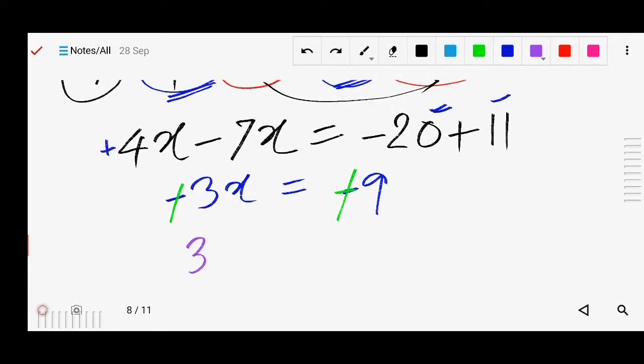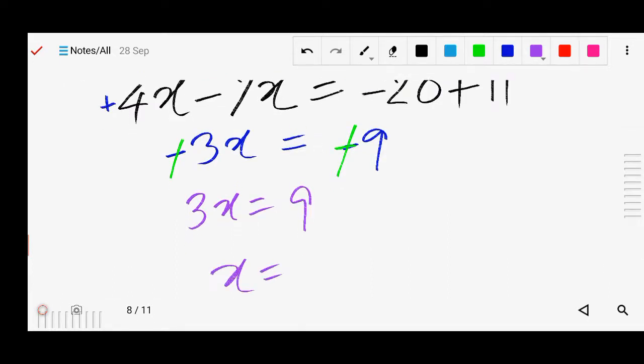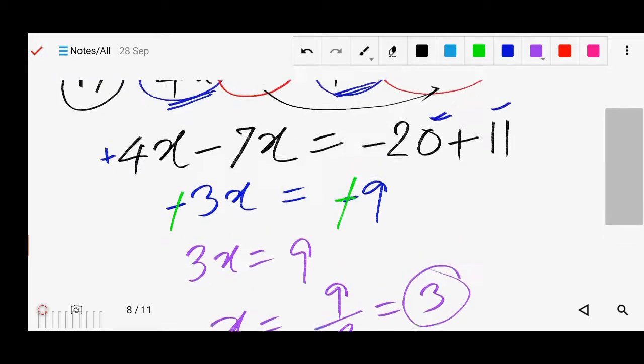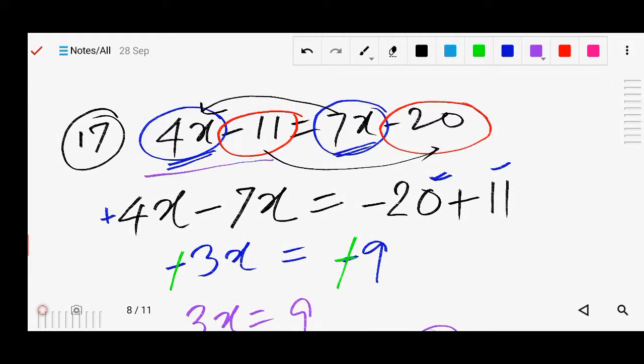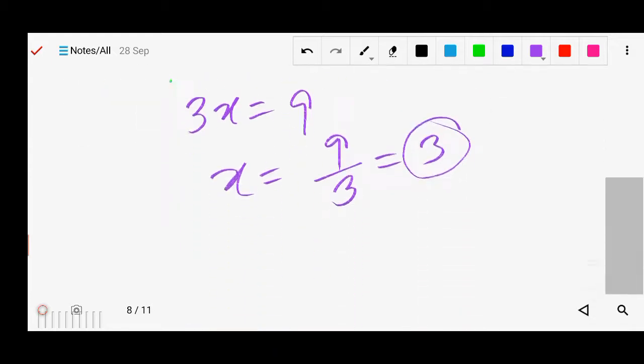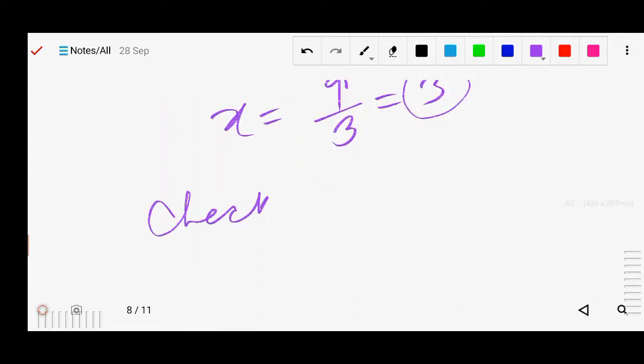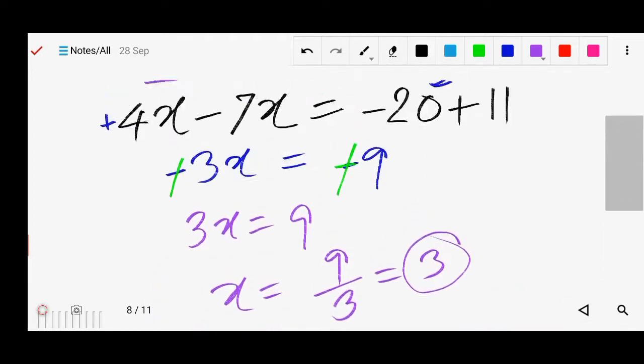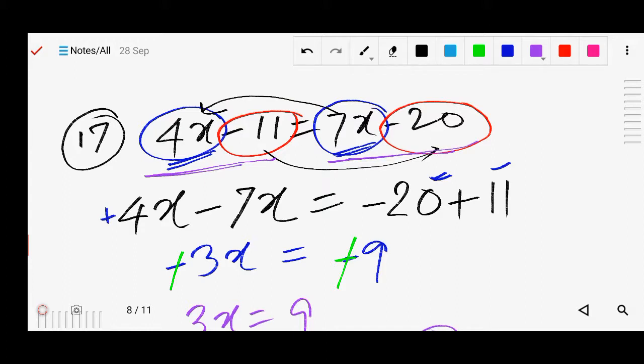Now 3x equals 9, so easily we can find the value of x, because 3 is multiplied with x, so it goes to the other side, 9 divided by 3, so its value will be 3. So now we get the value of x is 3. Now what you can do, you can put the value in the right hand side and the left hand side, so you can check it by yourself. You can verify the left hand side and the right hand side. Put the value of x on this side and the value of x on the other side also. Okay, so you can do it.